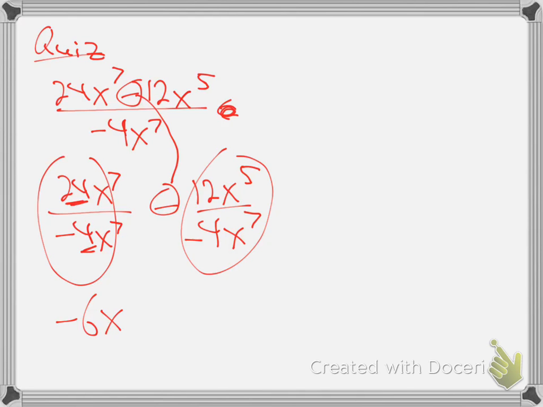No, don't do that. That's a common mistake I see. X with nothing really means x with 1, and that would be wrong. That's not 1. 7 minus 7 is 0. So they're gone. The x to the 7ths totally cancel.